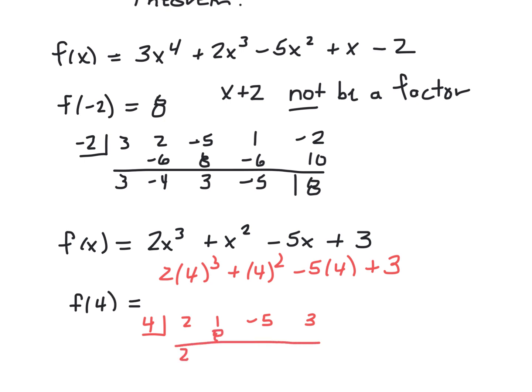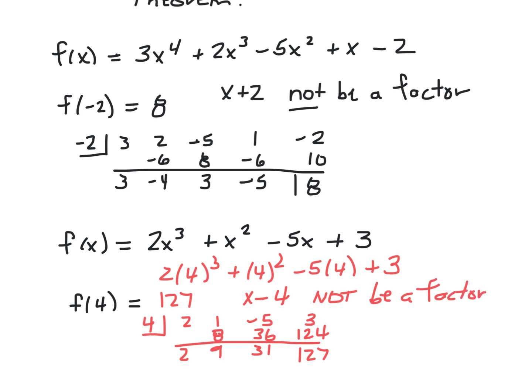4 times 2 is 8. Add those up, that's 9. That's 36, adds up to 31. And then I'd have 124, which gives me a remainder. So f of 4 is 127. That means that x minus 4, again, would not be a factor of this particular polynomial.